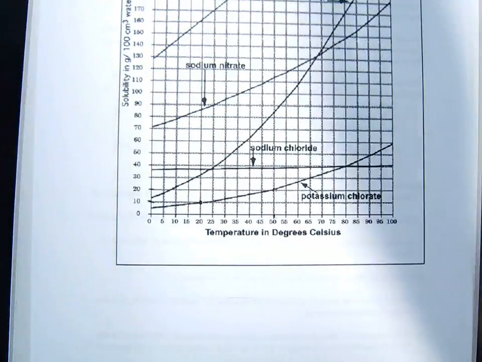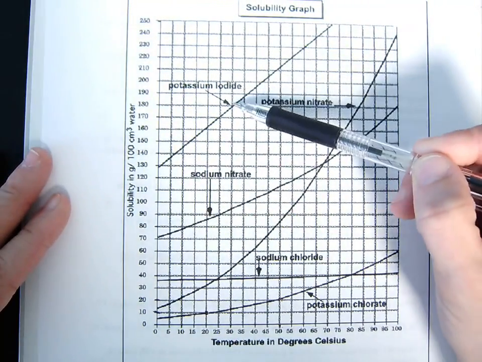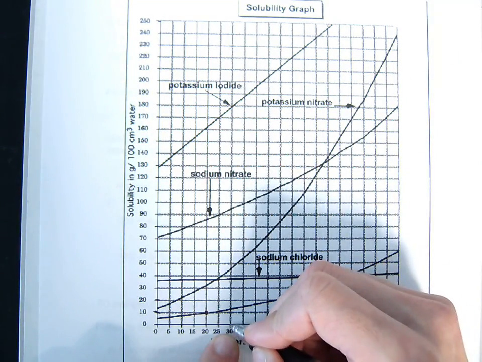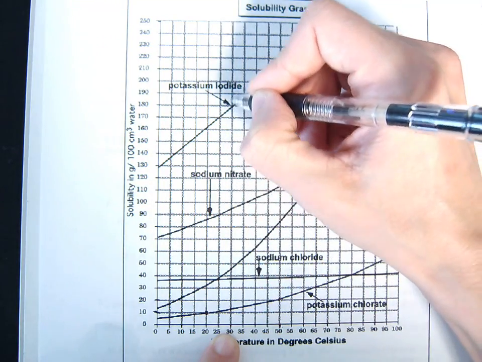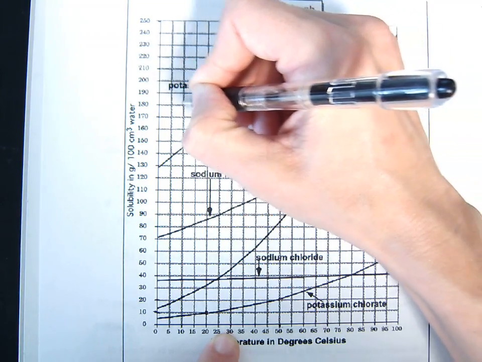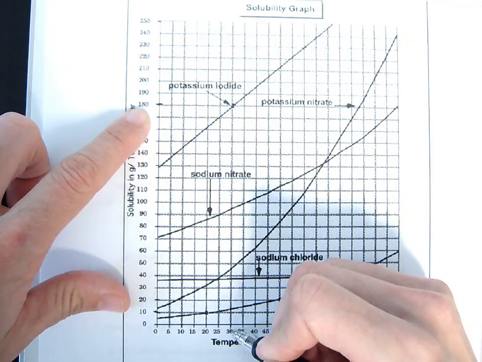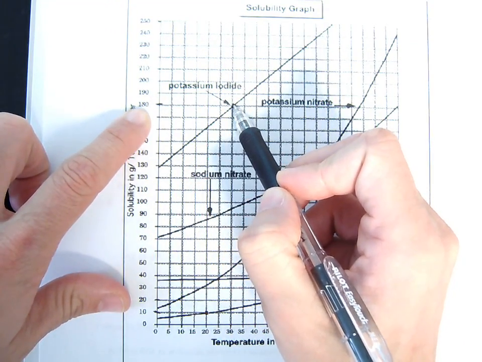So potassium iodide is this line up here. Let's see if we can back that up a little so you can see it. Okay. So potassium iodide is up here, and it says at 30 degrees. So here's 30. So I'm going to go all the way up here to where that intersects with potassium iodide, right here, and then I'll trace that over. So at 30 degrees, 180 grams of potassium iodide is the solubility.